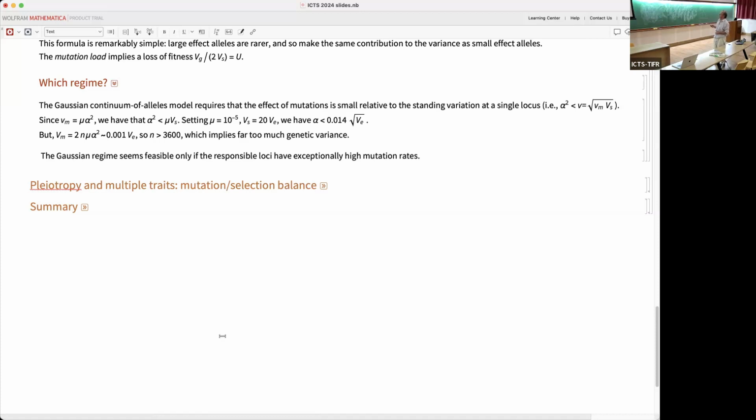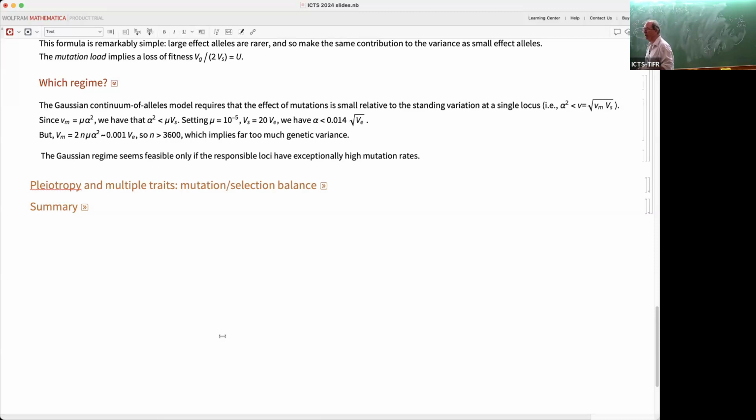But we know that Vm, the mutational variance per individual locus, is mu alpha squared. So we want to have, for this to hold, alpha squared less than root of that, so that's the mutational variance coming in, mutation rate times square of the effect, times Vs. And so if we square both sides, we have to have alpha to the fourth less than mu alpha squared Vs, or alpha squared less than mu Vs.